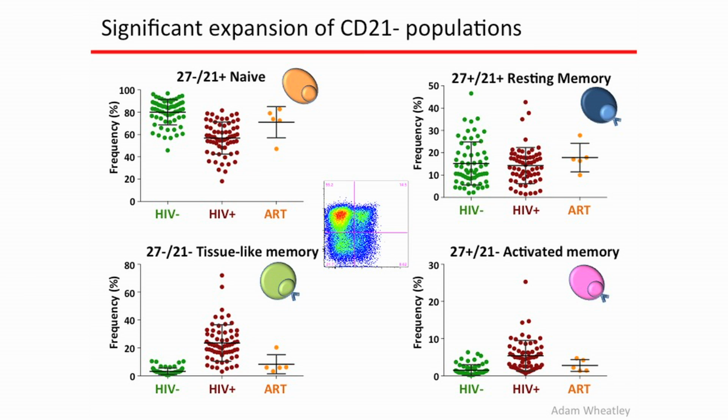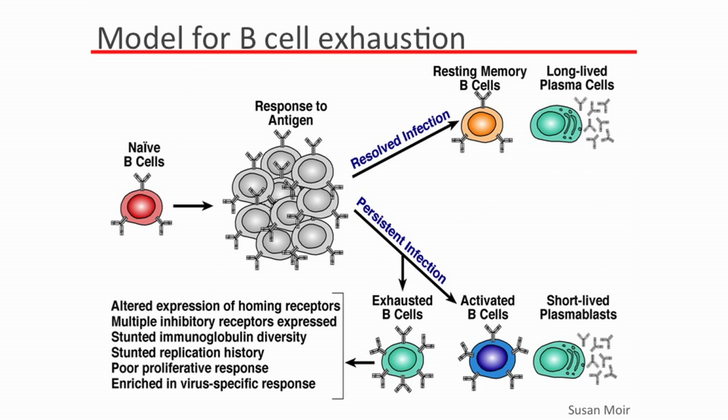So we can see that there's a reduction in naive cells. We didn't really find the big reduction in the resting memory population that we should find, but it's well documented in the literature. There's certainly an increase in the tissue-like or exhausted memory population, and there's an increase in the activated memory population. So the CD21 negative populations are really perturbed in HIV infection.